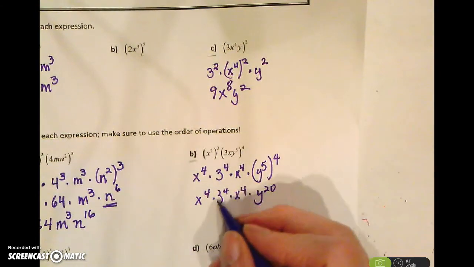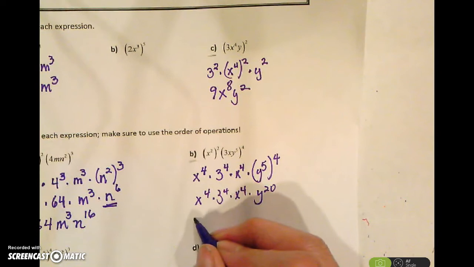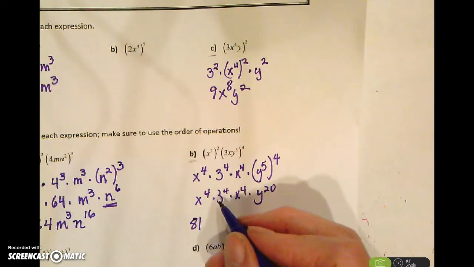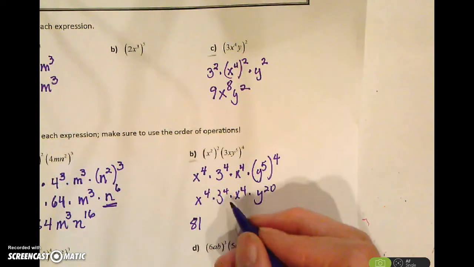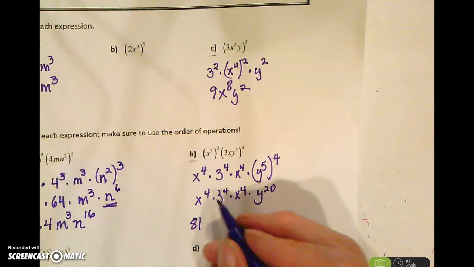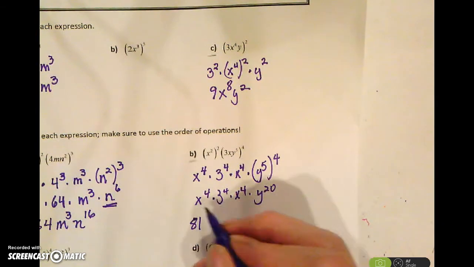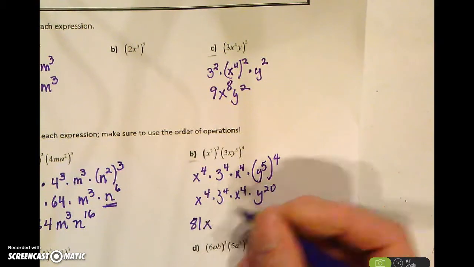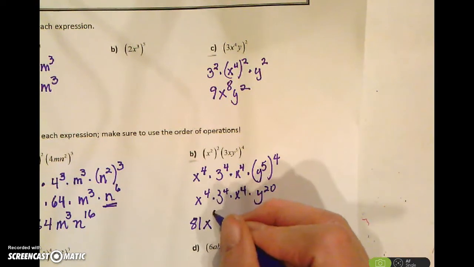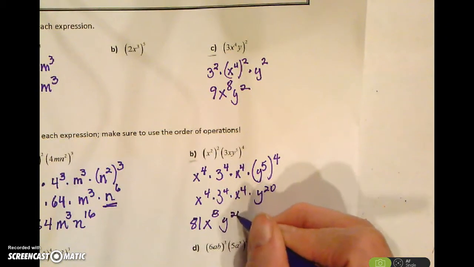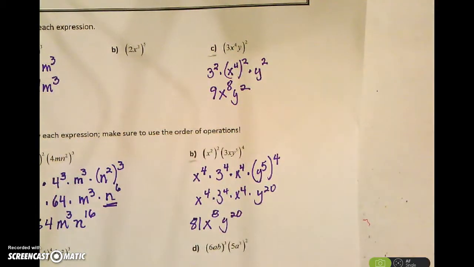Then 3 to the fourth is 81, so I'm going to put my 81 out front. I have that memorized, and you will too pretty soon. 3 times 3 is 9, and then the other 3 times 3 is 9, and 9 times 9 is 81. Then my x's, I'm going to combine them, and I'm multiplying, so I'm going to add 4 plus 4 and get 8, and then I have y to the 20th.